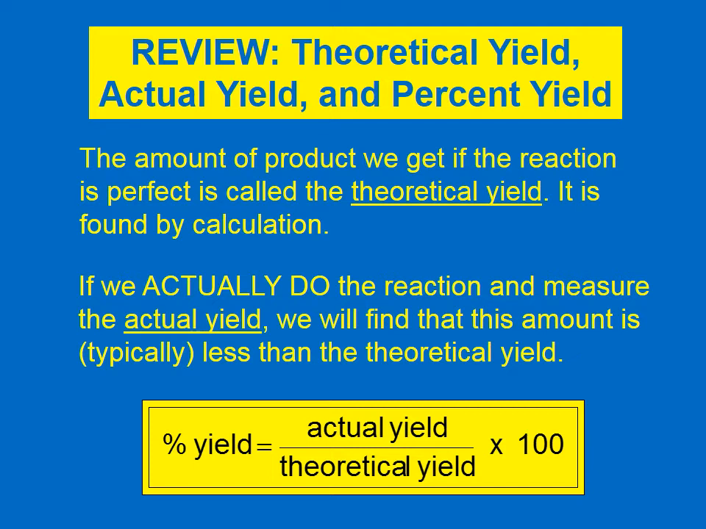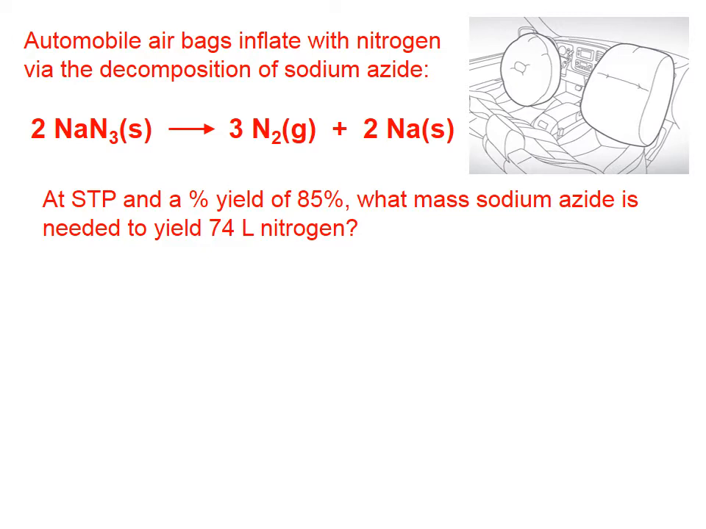It's very analogous to percentage on a test. It's the number of points you actually get divided by the number of points that, in theory, you could have gotten had you been perfect. So let's try a problem.